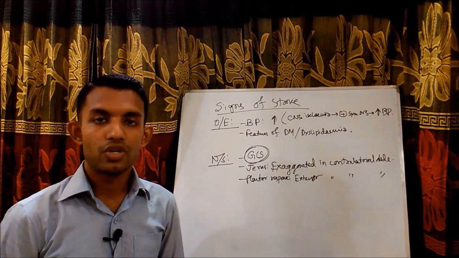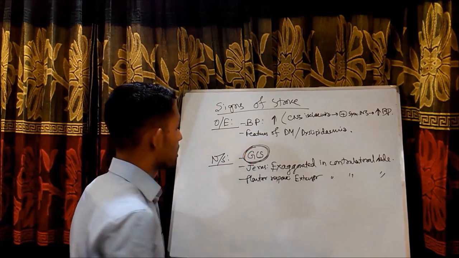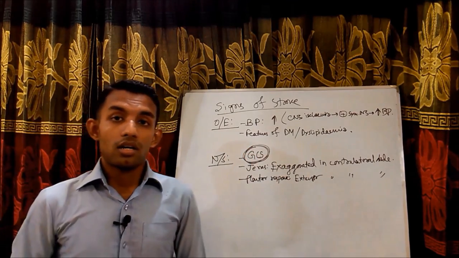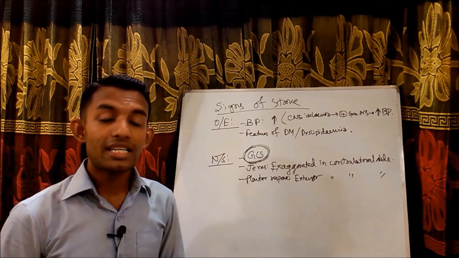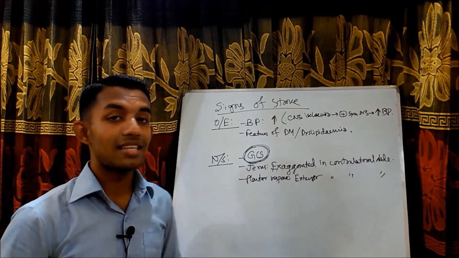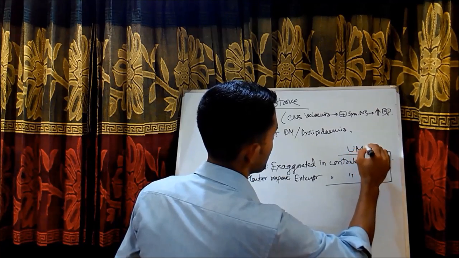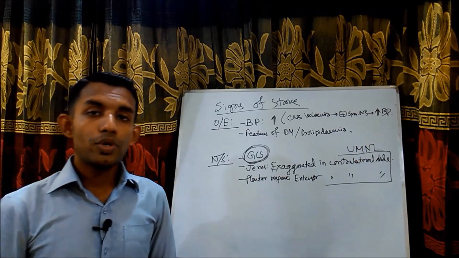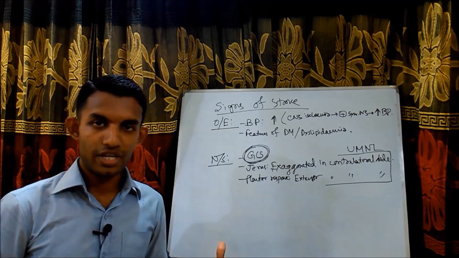In nervous system examination, at first we need to see the level of consciousness by Glasgow Coma Scale, and the jerks. In stroke, we get exaggerated jerks on the contralateral side and the plantar response is extensor on the contralateral side, because stroke is an upper motor neuron lesion. Now, why do we get exaggerated jerks on the contralateral side? Now I'm explaining it on the board.